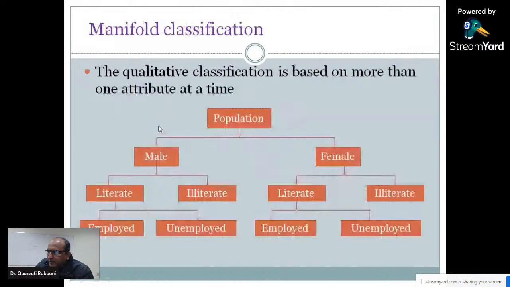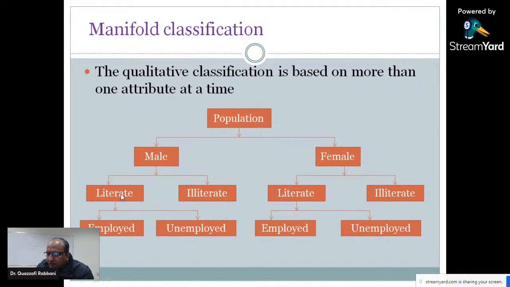The next is manifold classification. If the data is classified by more than one attribute at a time. For example, we have the population. Now this population is divided into different classes. First, the population is divided by gender, that is male and female. Again, the males are divided by literacy, either literate or illiterate: literate male, illiterate male.